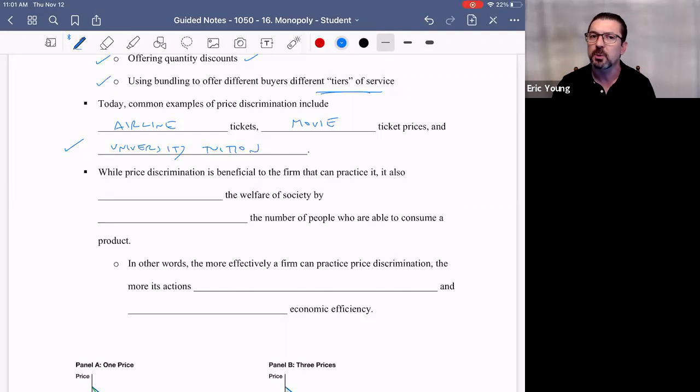Some of you are paying full tuition. Some of you are getting a full ride. Some of you are in the middle. Same product, thrilling econ lecture, different prices that you're paying. So you as college students are not immune to this. There are many common examples of price discrimination that you are also a part of.